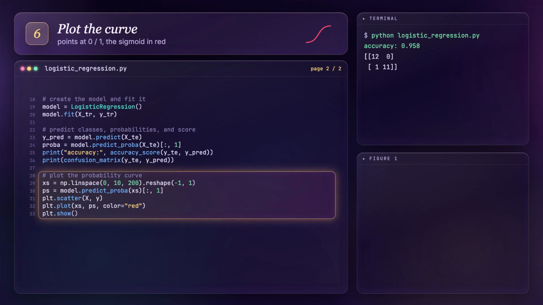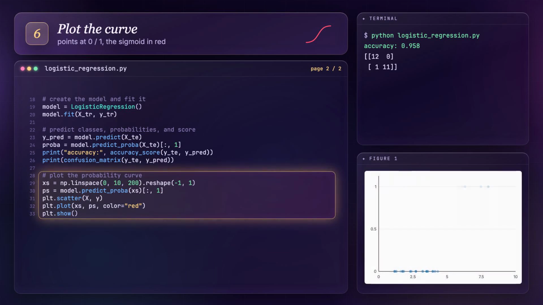Finally, we draw the picture. The points sit down at 0 and up at 1, and we plot the model's probability curve in red. That smooth S sweeping from harmless all the way up to dangerous. And you can see the decision boundary right there, where the curve crosses 1/2.